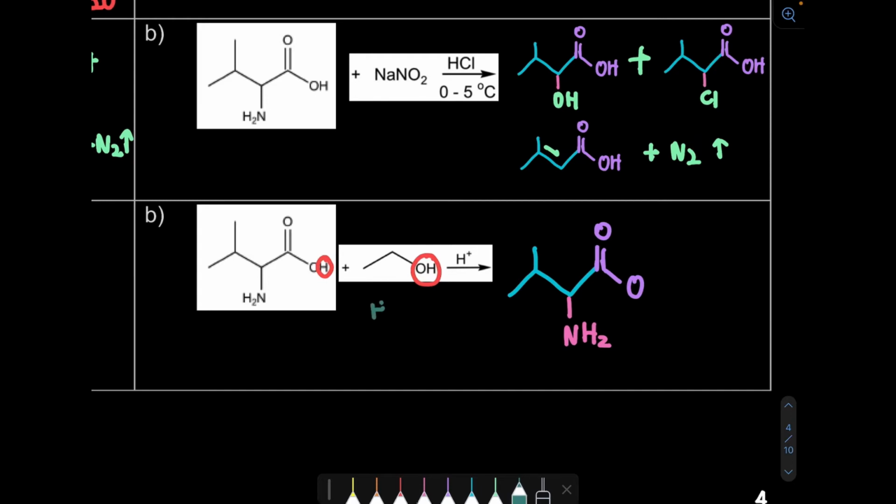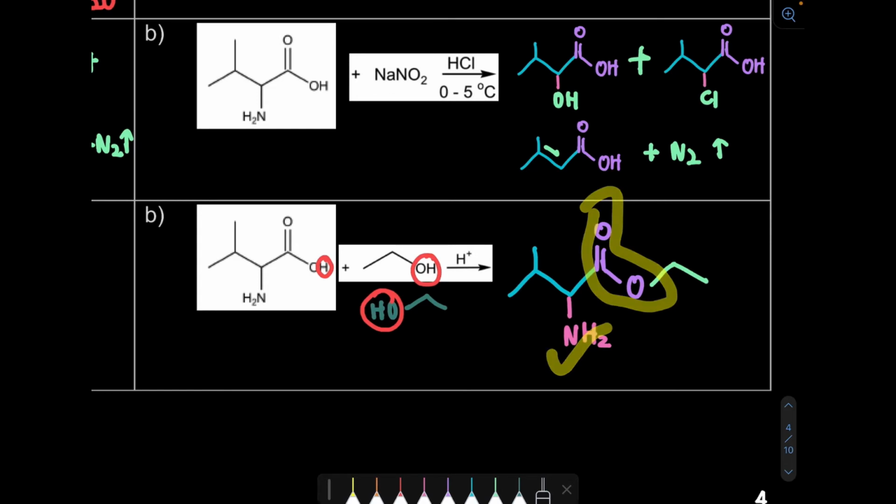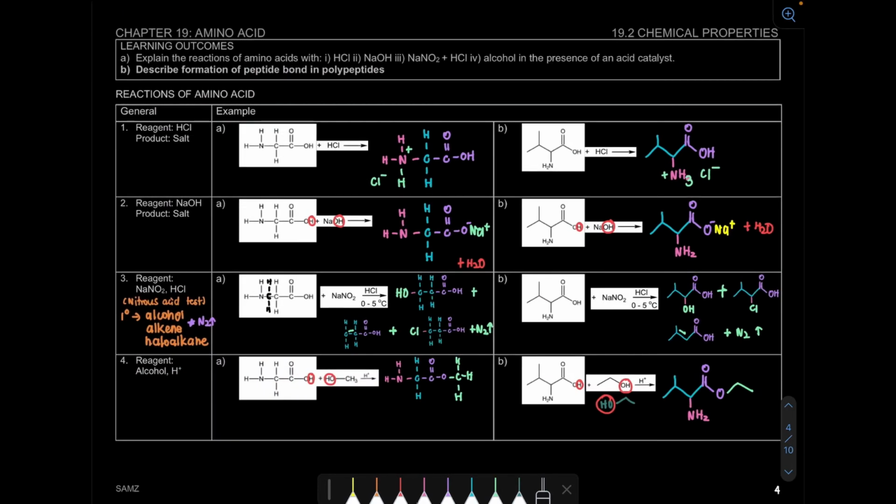You can do it this way pun tak ada masalah. So we're gonna remove. Okay, so H dengan OH ni, so what is left? 1, 2 carbon. So 1, 2 carbon. So ni pun esterification. Yang NH2 ni kekalkan sahaja. So that is the reaction of amino acid.